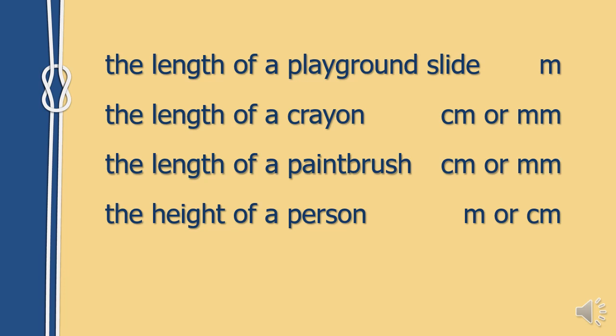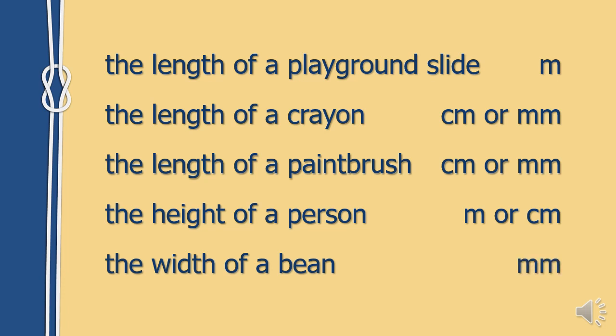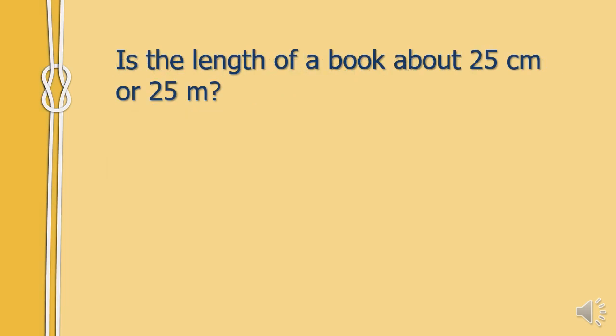So, how about the width of a bean? Those aren't real big. What do you think? How about a millimeter? Here's another activity helping you get an idea of how big these measurements are. The length of a book. Do you suppose that would be 25 centimeters or 25 meters? Remember, your ruler has 30.5 centimeters. So 25 centimeters, if you're looking at your ruler, that would be about the size of a book, wouldn't it?